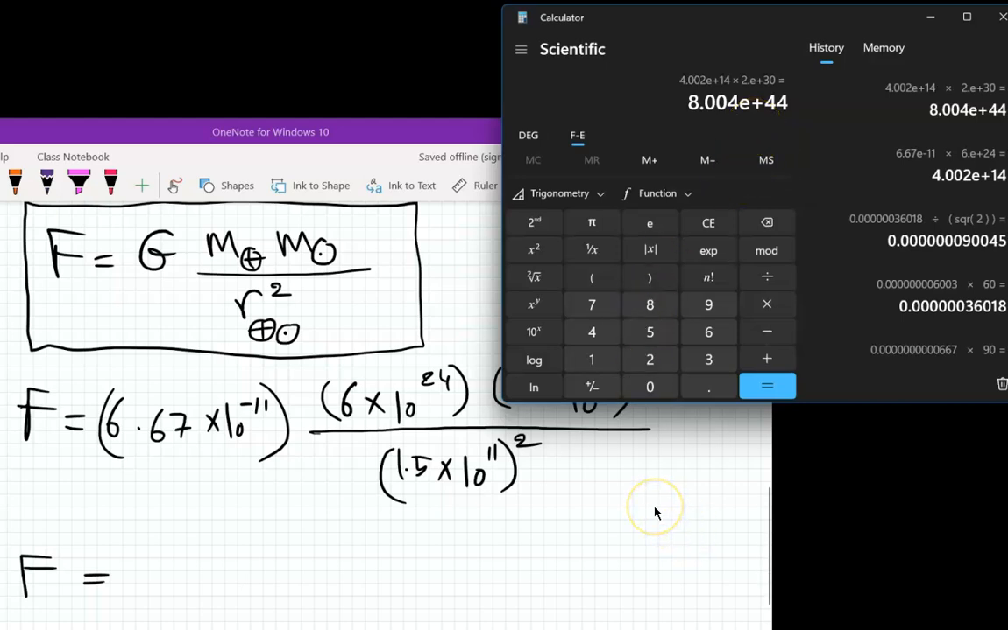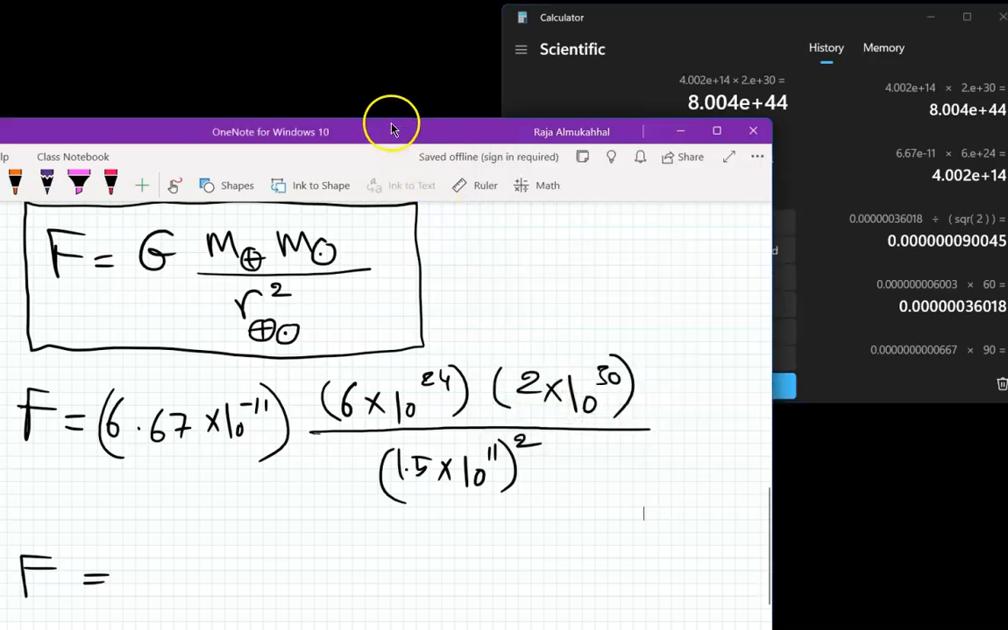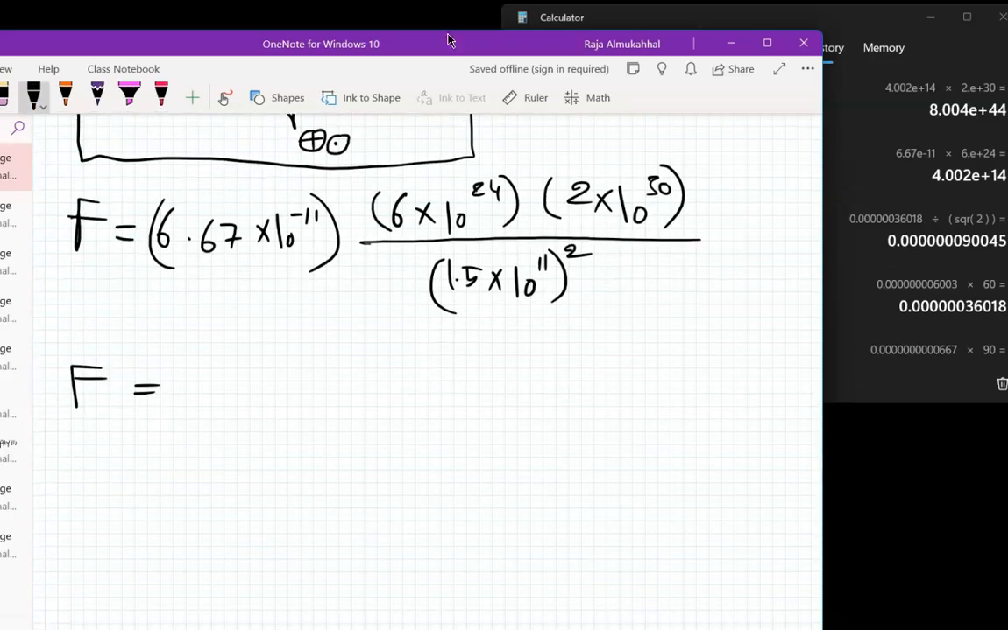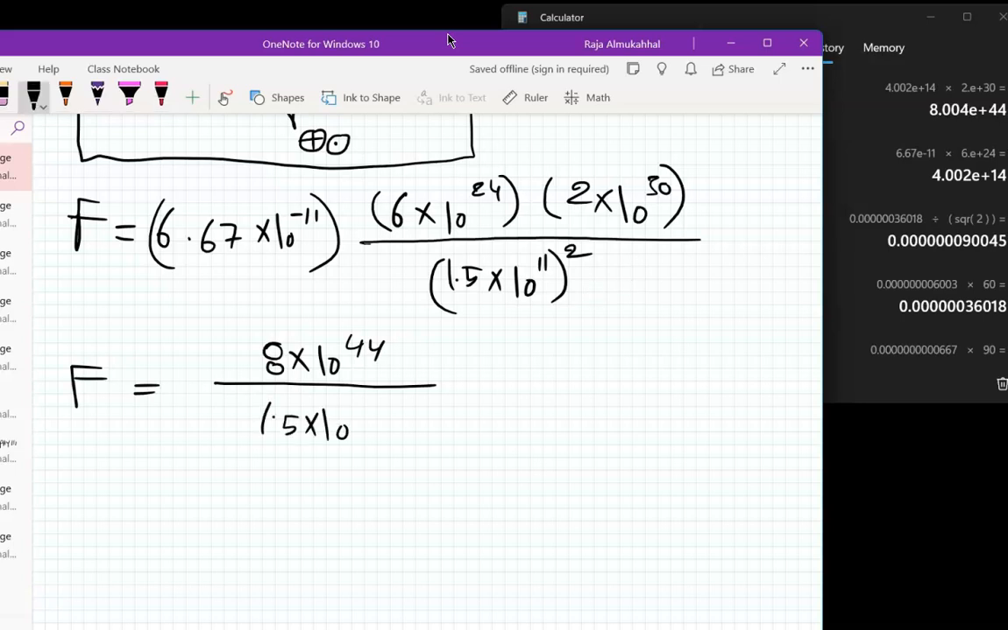Now, just to be careful without making any mistakes, I want to write down this number. So basically what I have gotten so far is 8 times 10 to the 44, and of course I'm dividing it by this number right here, so 1.5 times 10 to the 11 squared. So let's continue on with this.